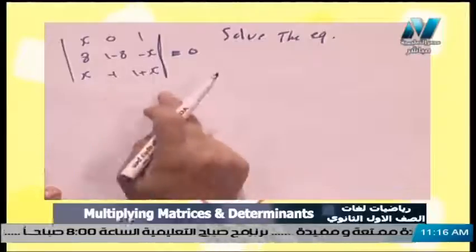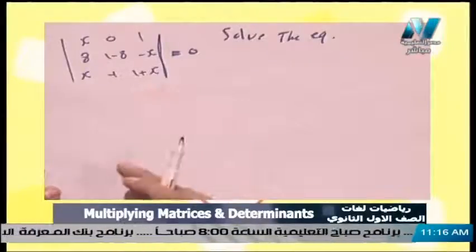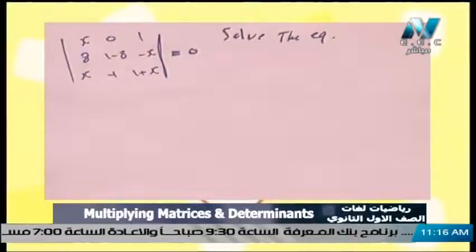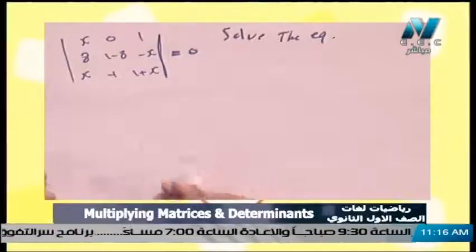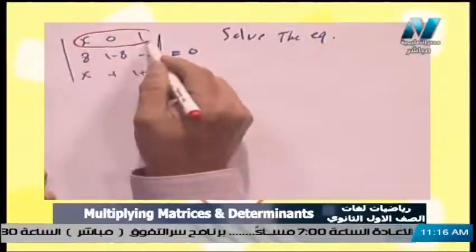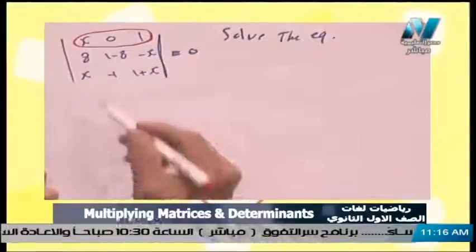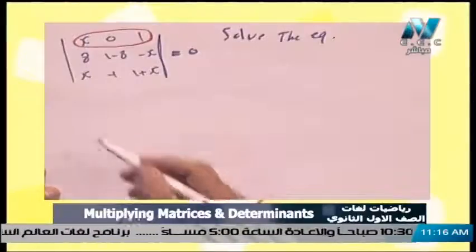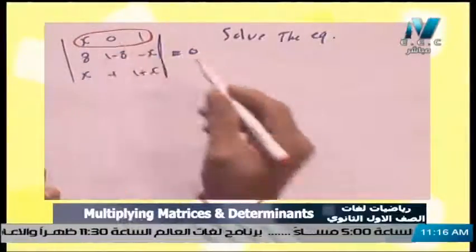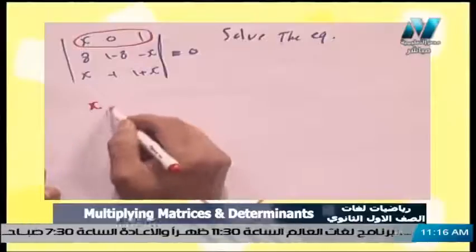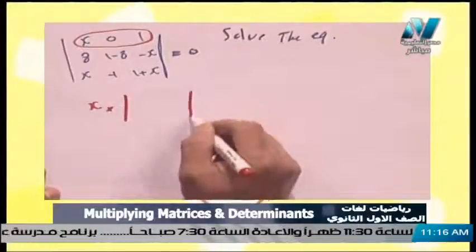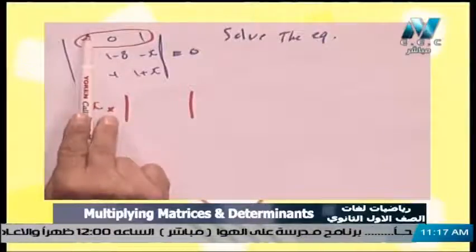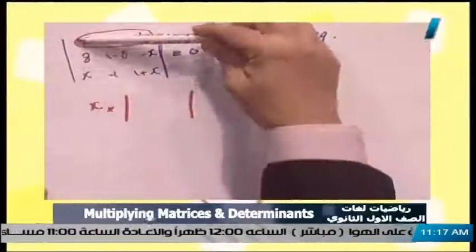Solving the equation is to find the value of x. We have to find the value of this determinant, and we will choose the first row. It's easier because we have 0 here. We'll cancel the middle term. x here is multiplied by what? x is multiplied by a determinant. Cancel this row, this column, and this row.